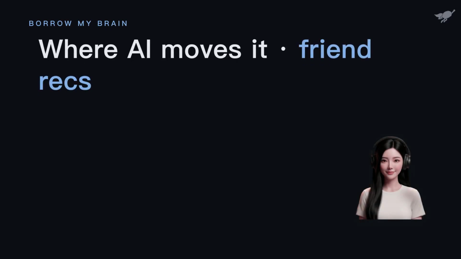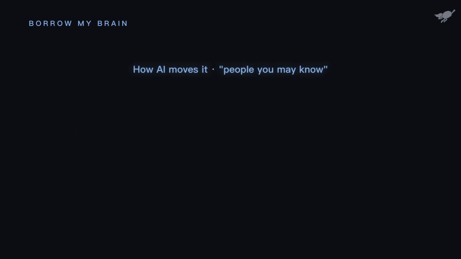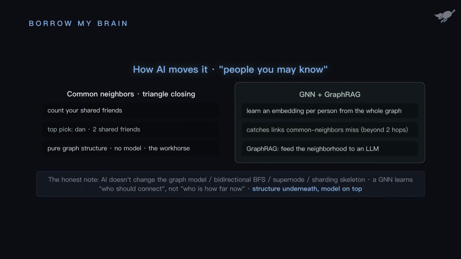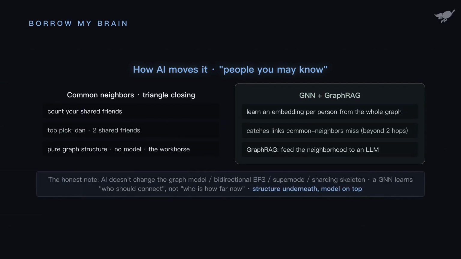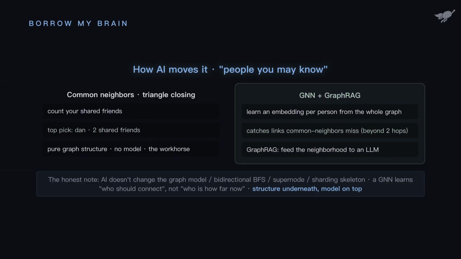So where does AI touch this one? Friend recommendations. People you may know. The classic approach: count common neighbors. The more friends the two of you share, the more you should be connected. This is called triangle closing. Pure graph structure, no model. This is the workhorse behind people you may know.